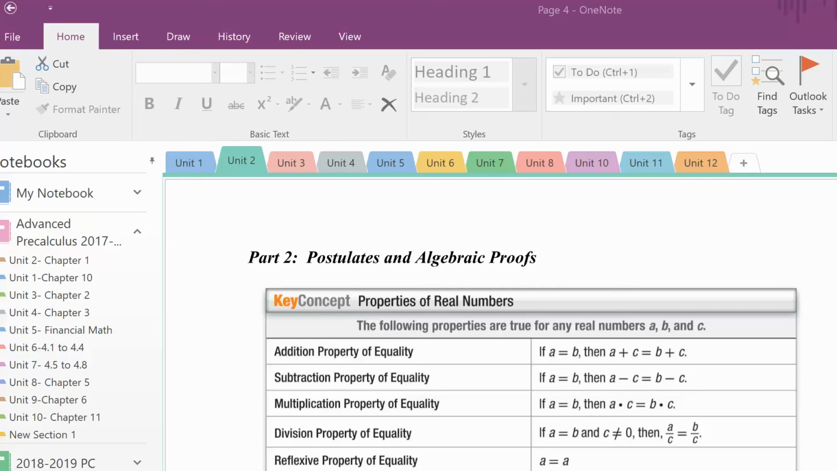Welcome to tonight's video on Unit 2, Part 2. We're talking more about postulates and how we use them to do algebraic proofs.